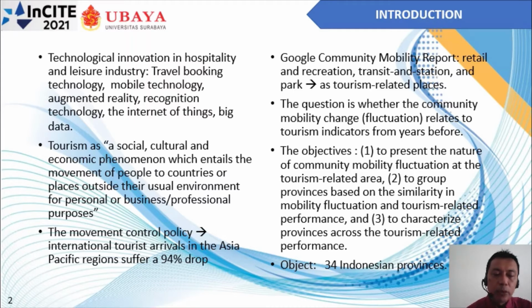The study focuses the analysis on all 34 Indonesian provinces. The specific objectives are: first, to present the nature of community mobility fluctuation at the tourism-related area. Second, to group provinces based on the similarity in mobility fluctuation and tourism-related performance. And third, to characterize provinces across the tourism-related performance.